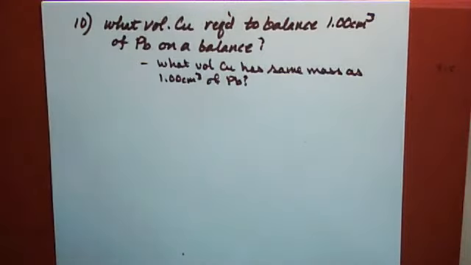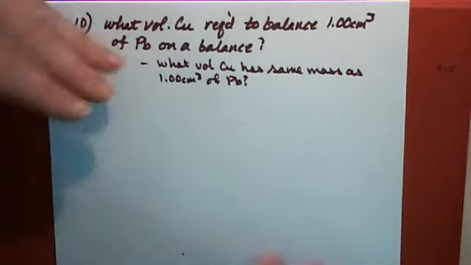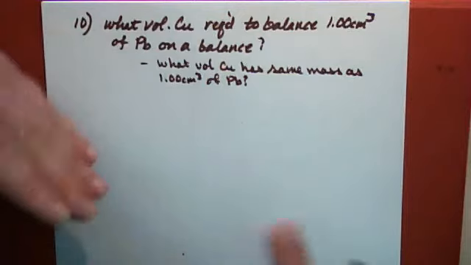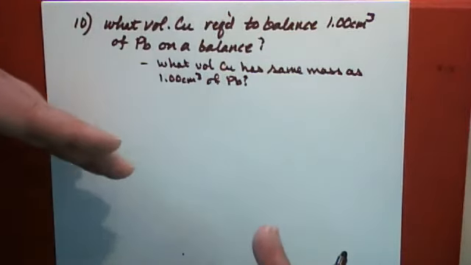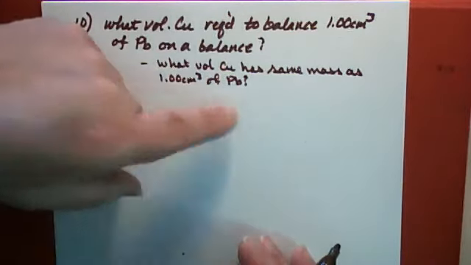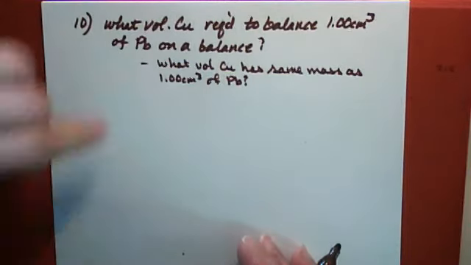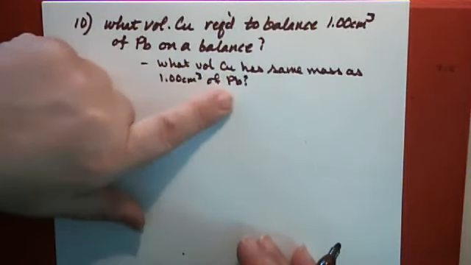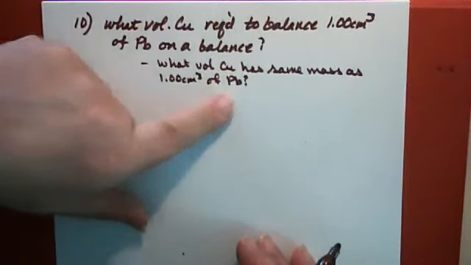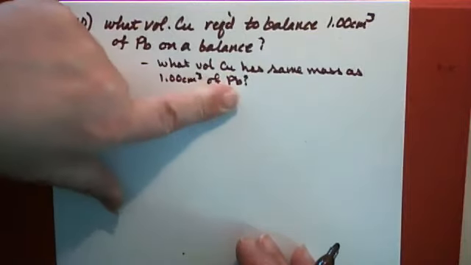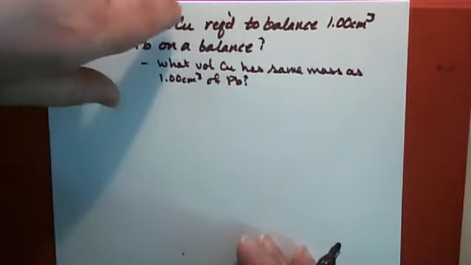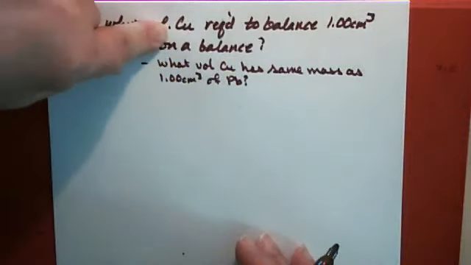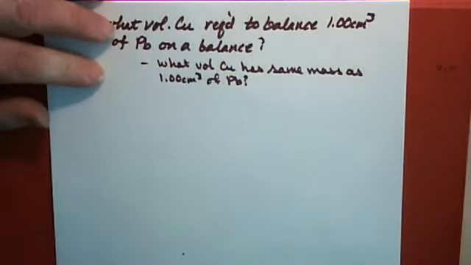That's what's really being asked, because we're saying they're going to balance each other out on a 2-pan laboratory balance. That means that they must have the same mass. We know that we've got 1 cubic centimeter of lead on one side, so we can look up the density of lead and find out what the mass of 1 cubic centimeter of lead is. And then we can use that mass to find out how much copper it would take to make that mass.